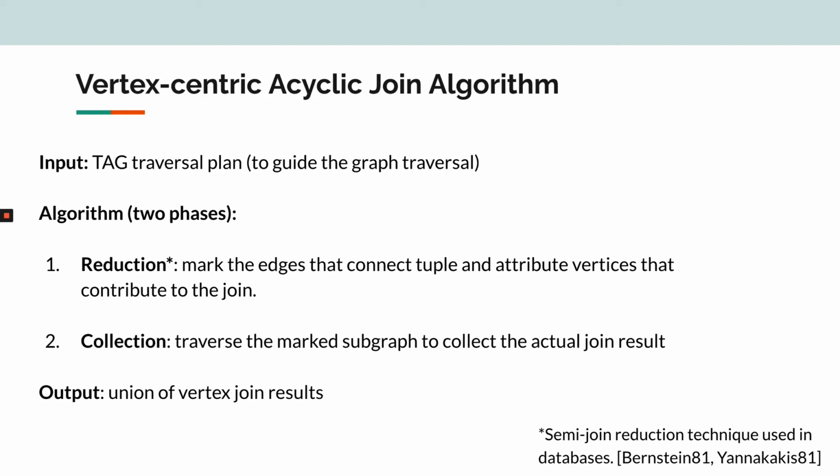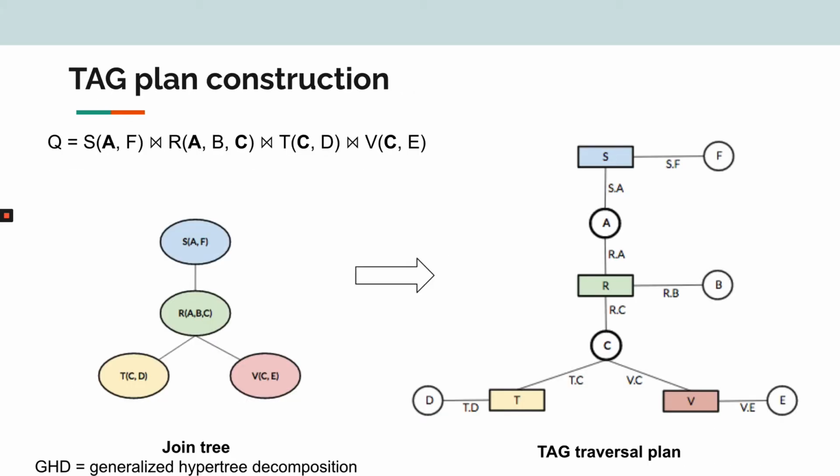It consists of two phases. In the reduction phase, we essentially perform a vertex-centric analogy to a semi-join reduction technique, and so we mark edges that connect vertices that contribute to the join output. The collection phase then traverses the marked subgraph corresponding to a fully reduced input to collect the actual join result. The input to the algorithm is a tag plan that describes the graph traversal, and so it drives the vertex-centric program so that each active vertex knows along which outgoing edges to send the messages. We use generalized hyper-tree decomposition of the join query as a basis to obtain a tag traversal plan. Let's look at it through an example.